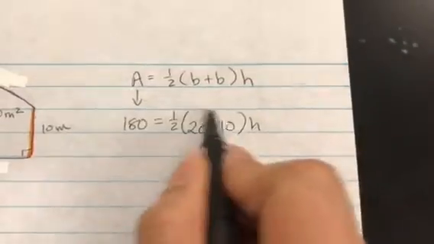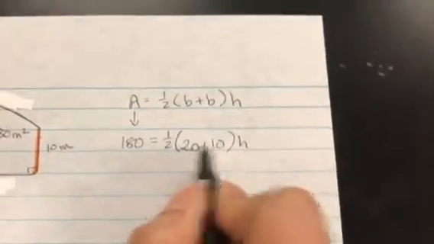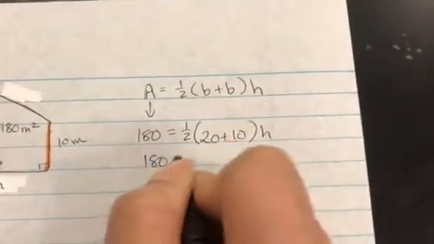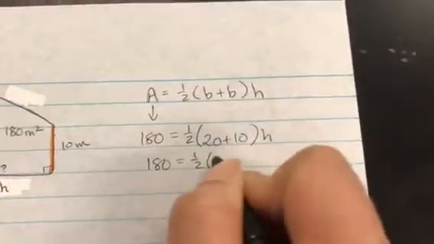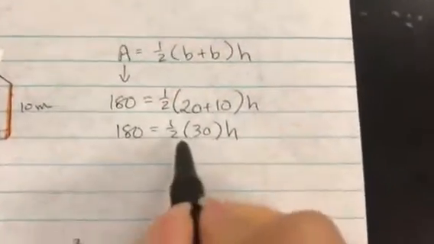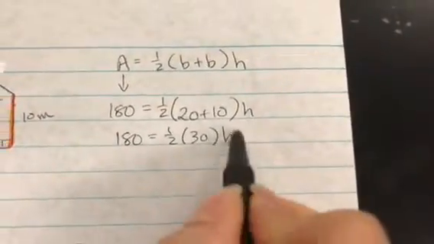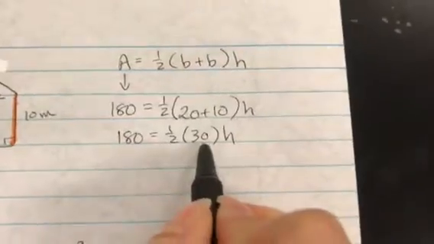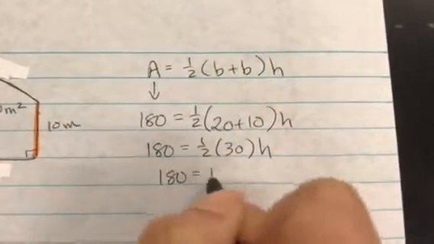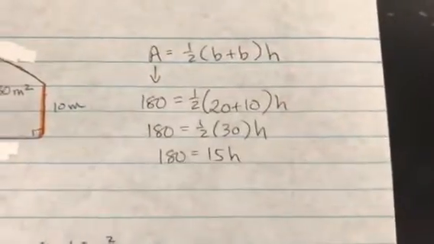All right, well, let's combine what we know. So you can add the two bases together. 20 plus 10 is 30. So then that's 180 equals half, parentheses, 30 times the height. Okay, and then here, before we balance our equation to solve for height, we can take half of 30. Half of 30 is 15. So then that's 180 equals 15 times the height.